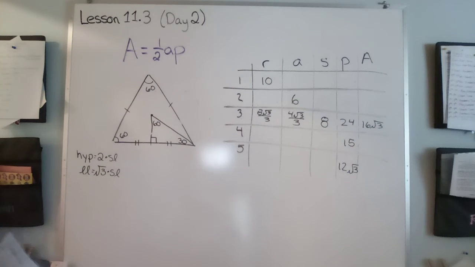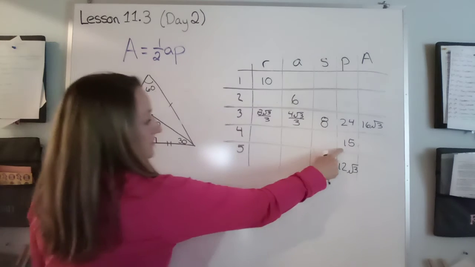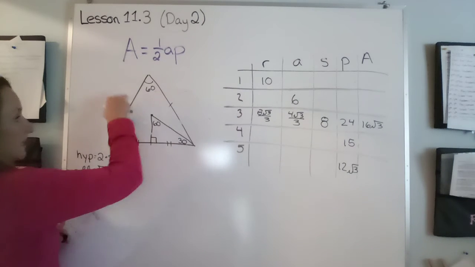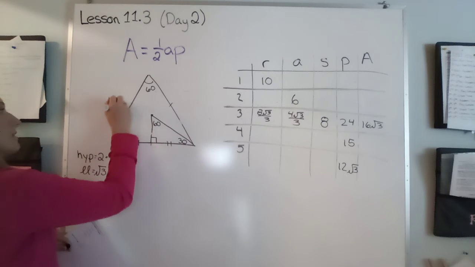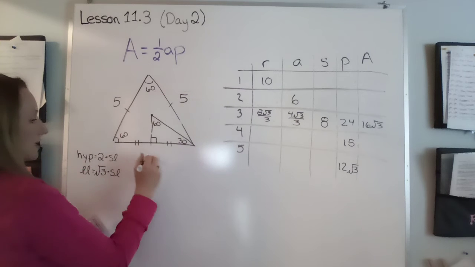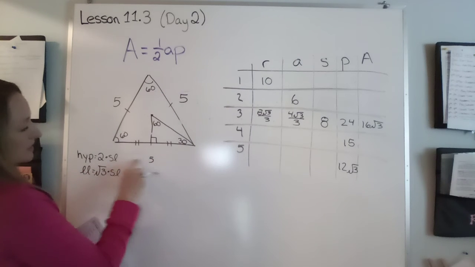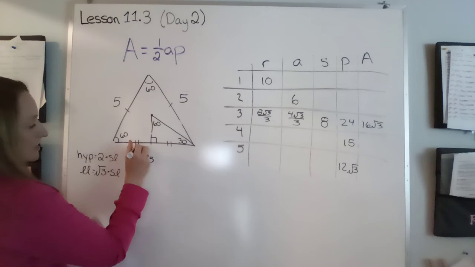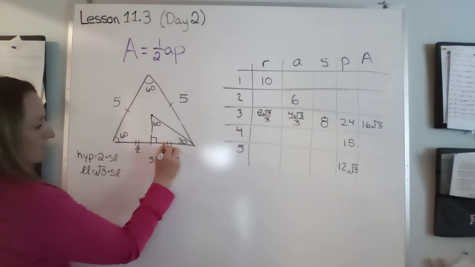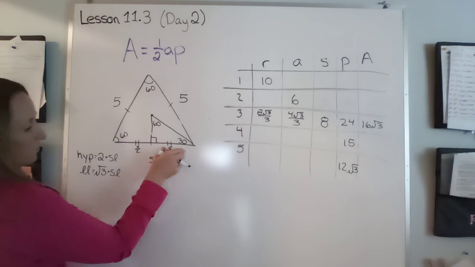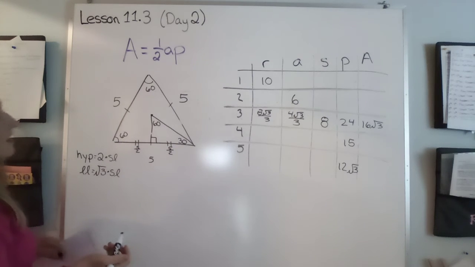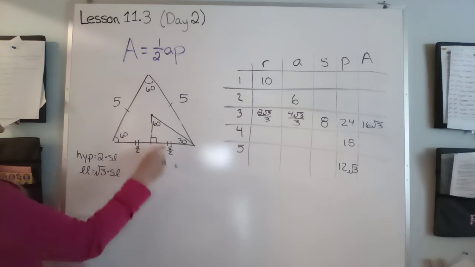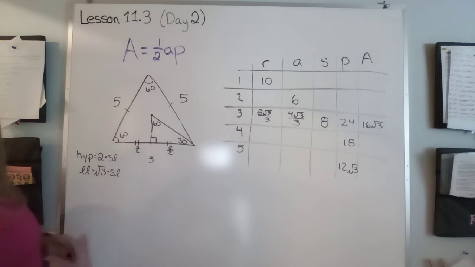Okay, so for problem 4, I'm given the perimeter is 15. If the perimeter is 15 and there are 3 sides that add up to give you 15, that means the side lengths are all 5. 5 times 3 is 15. Now, if this entire side is 5, that means that I have 2.5 or 5 over 2 for the pieces here, because 5 divided by 2 is 5 halves. Okay? Then from there, my long leg is 5 over 2. So to get my short leg, I have to divide by root 3.